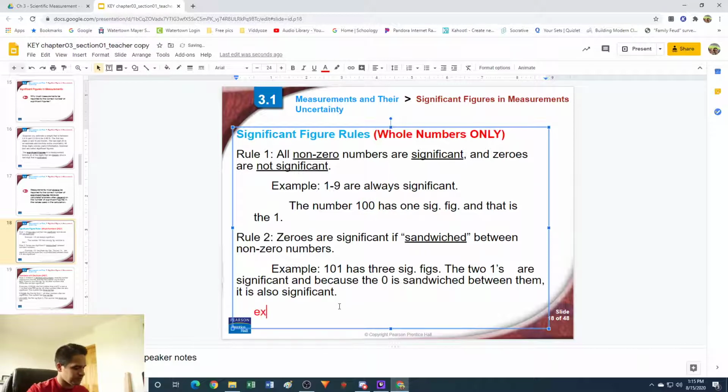So for example, you could have the number 1,000,001, and all of those zeros that are sandwiched between the two ones count. You can put as many zeros as you want in between non-zero numbers. Those zeros all count.